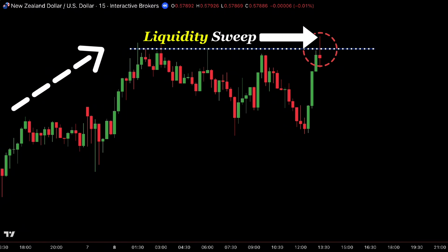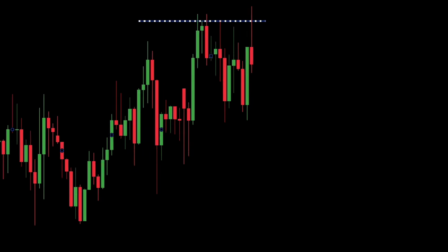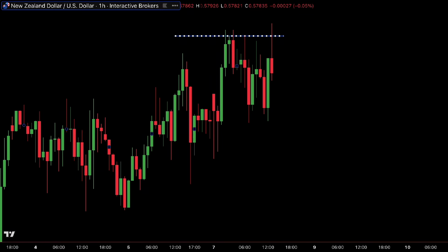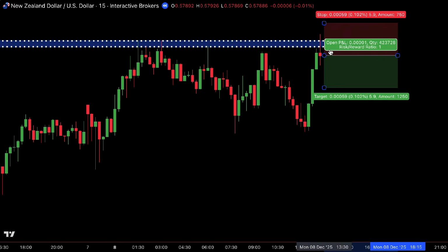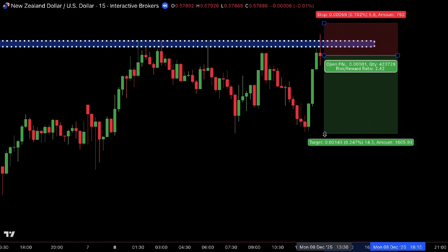Before taking the trade, we check the higher time frame. For the 15-minute chart, the higher time frame is the 1-hour chart. On the hourly chart, we see the exact same reaction. Price reached the same resistance zone, swept liquidity, was rejected, and started moving downward. This higher timeframe rejection confirms that institutions are defending the resistance, which fully supports our trade idea on the 15-minute timeframe. Now we return to the 15-minute chart to execute the trade.